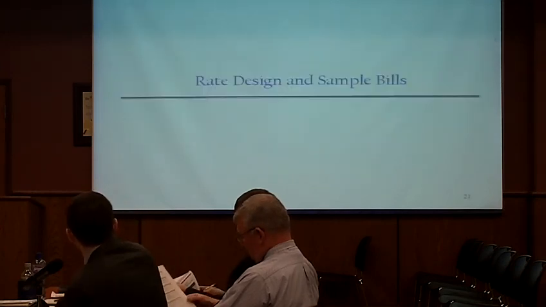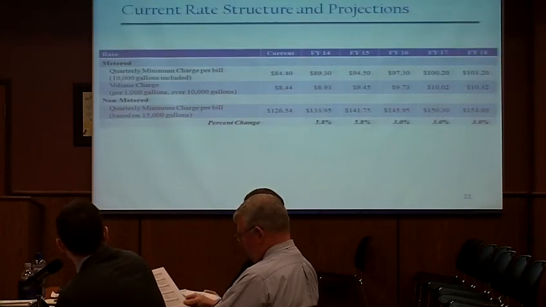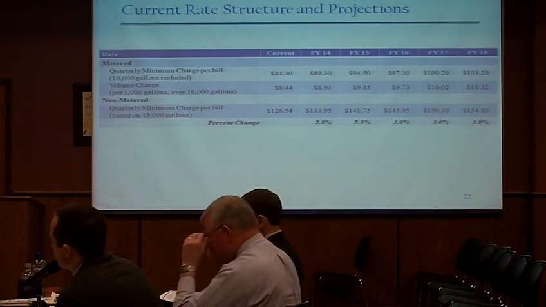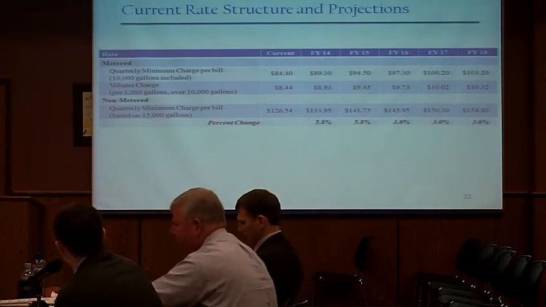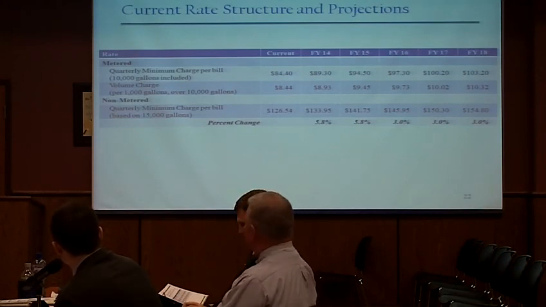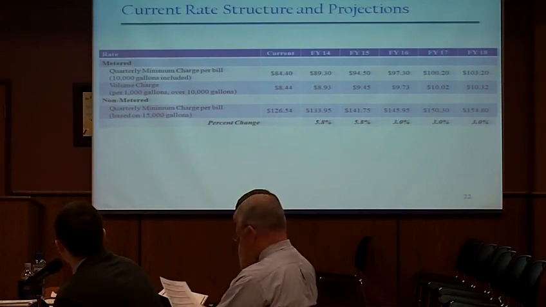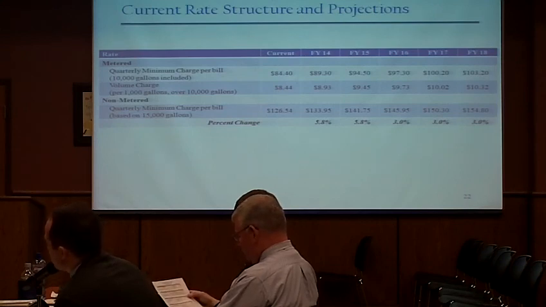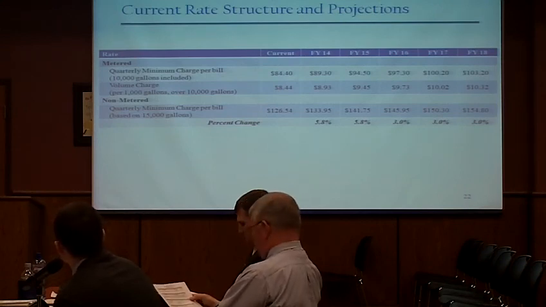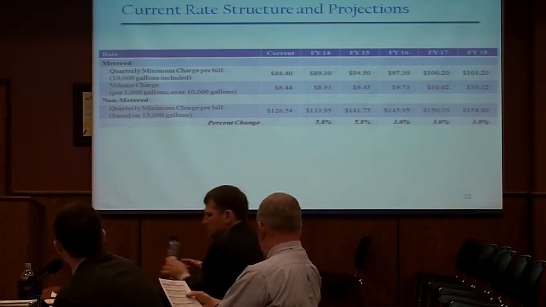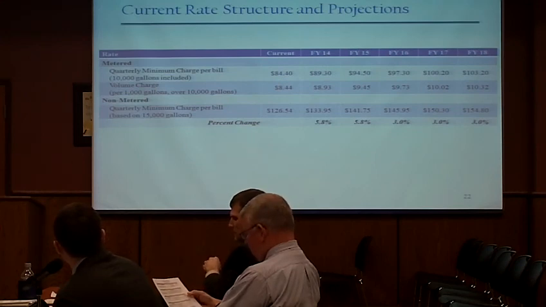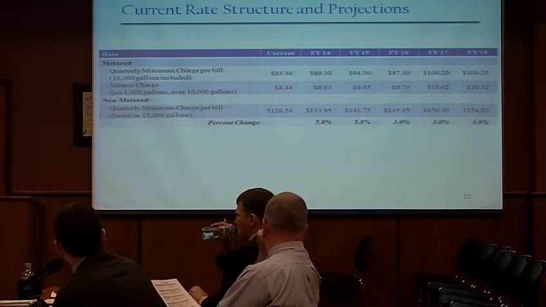So now the actual impact of that on rates and sample bills. This is your current rate structure. We haven't proposed any alternative rate structure. This is continuing your current structure and just increasing the rate as percentage increases. So currently for metered customers, you have a minimum charge per quarter of 10,000 gallons included. Anything above that is charged on a per 1,000 gallons basis. It's currently $84.40. Anything above that is $8.44. If you are non-metered, you are charged for 15,000 gallons. So applying those 5.8, 5.8, and the 3.3s shows you what the rates would be.